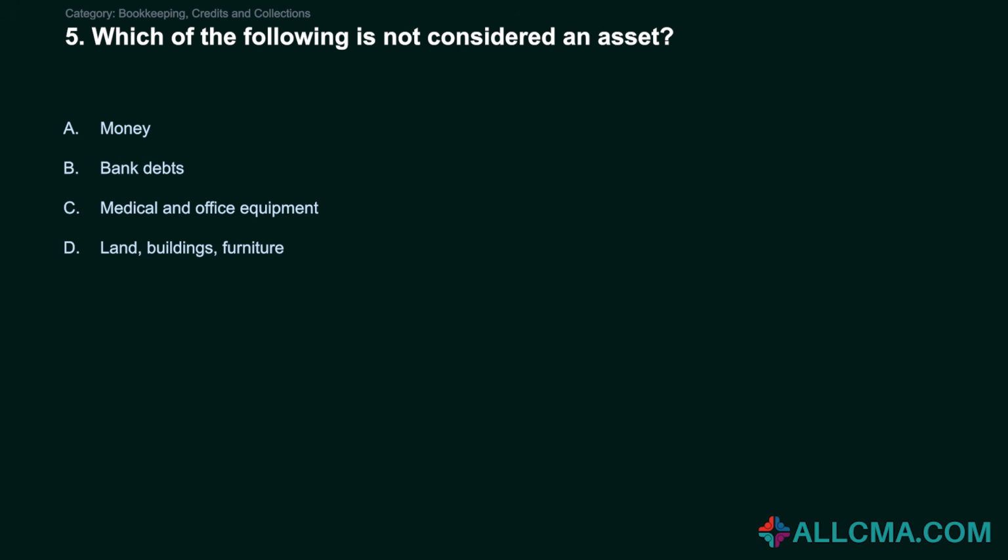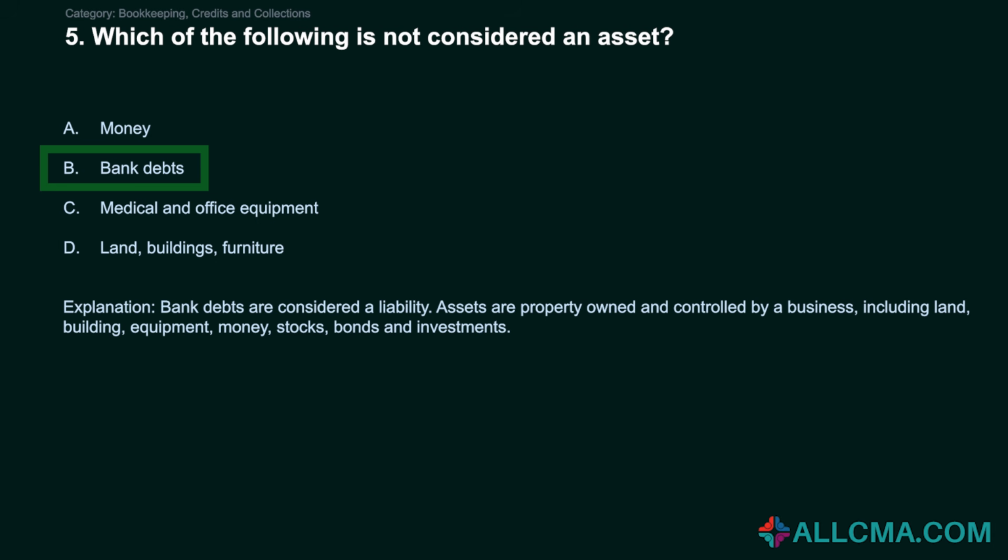5. Which of the following is not considered an asset? A. Money. B. Bank debts. C. Medical and office equipment. D. Land, buildings, furniture. Correct answer: B. Bank debts. Bank debts are considered a liability. Assets are property owned and controlled by a business, including land, building, equipment, money, stocks, bonds, and investments.